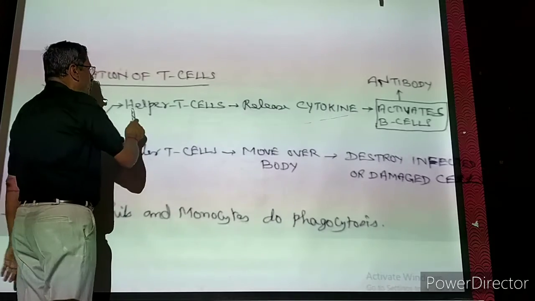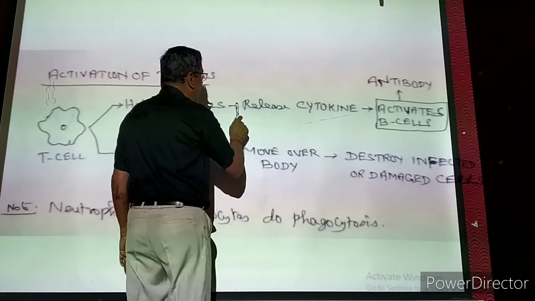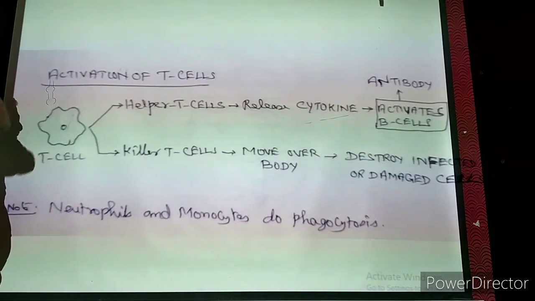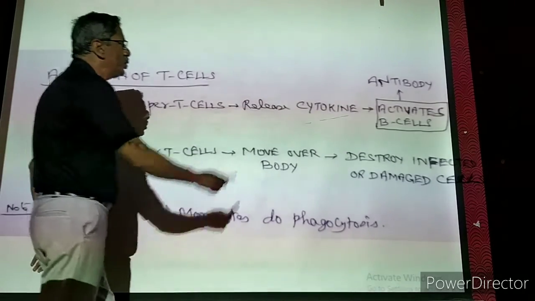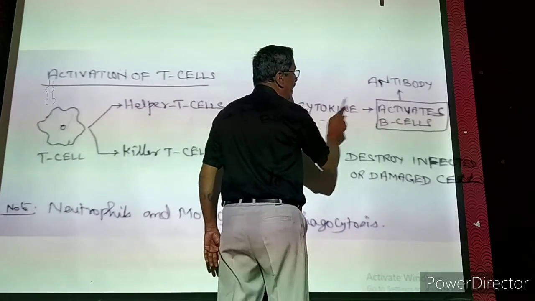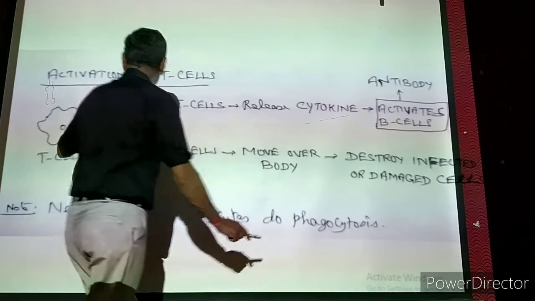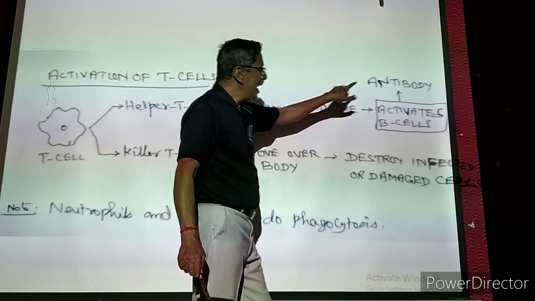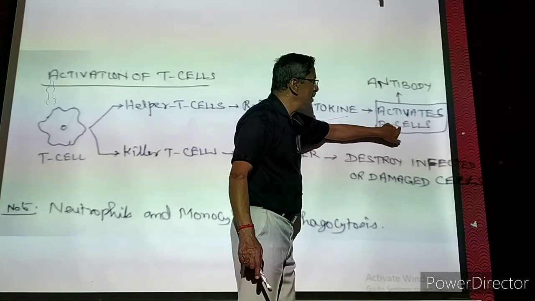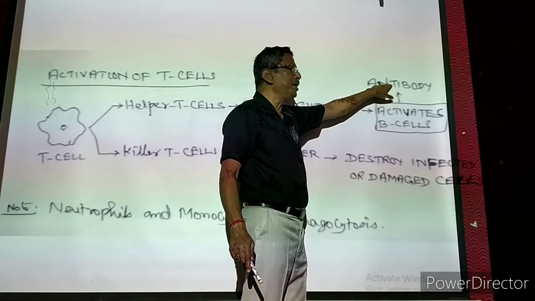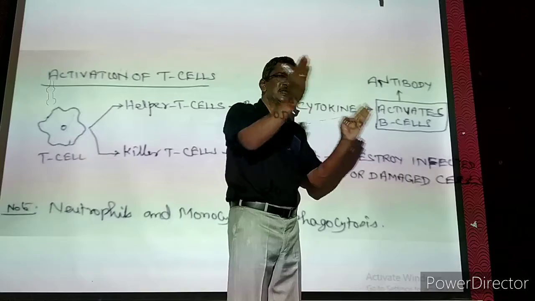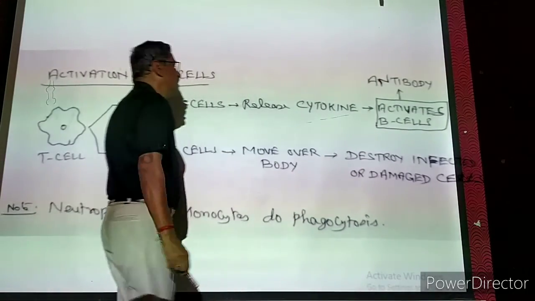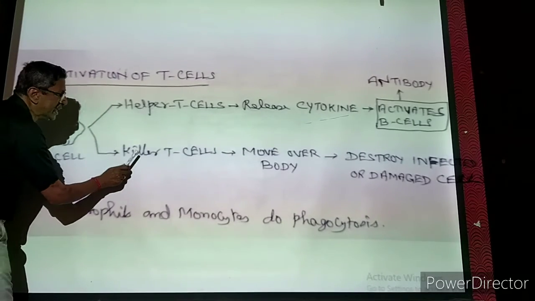First we will take helper T cells. What do they do? Once they are multiplied, they release one chemical called a cytokine. Now the cytokine activates B cells. Actually they are coming under T cells, but the chemical produced by the T cell is activating the B cells. Immediately the B cells are producing suitable antibody. So one T cell is always inducing B cells, and B cells are always producing antibody. That is one type.